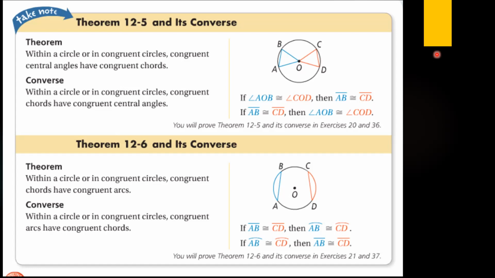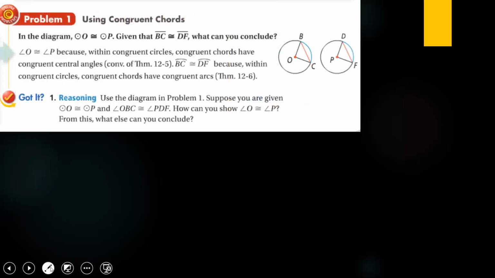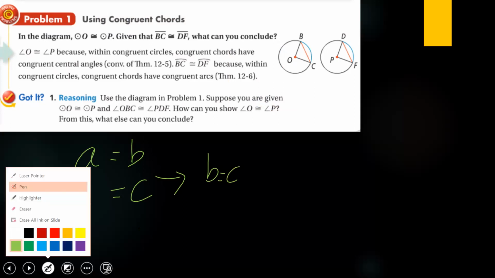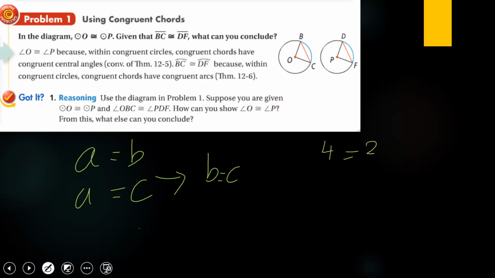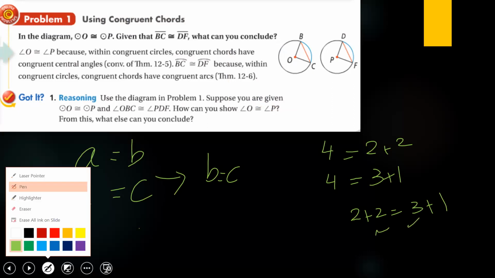As I told you yesterday, if you have A equals B and A equals C, we can conclude that B equals C. But how? If you say that 4 is 2 plus 2 and 4 is 3 plus 1, can we say that 2 plus 2 is equal to 3 plus 1? Yes, both sides are the same.